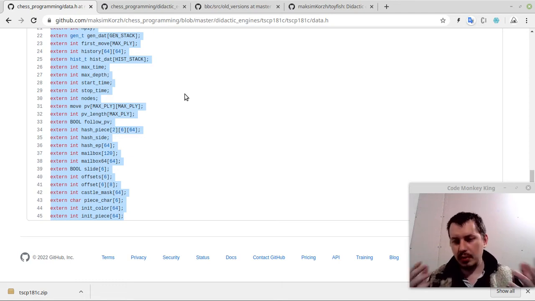and since we're not going for multi-threading, and since didactic engines try to be the simplest possible, and bear in mind the fact that we need to understand how a chess program actually works, it's okay just to have these global variables. This is absolutely fine.